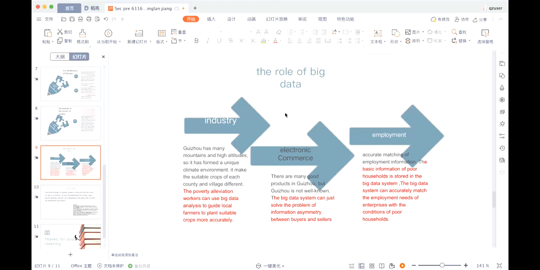From employment, the basic information of poor households is stored in the big data systems. The big data system can accurately match the employment needs of firms with the condition of poor households. Guizhou has achieved remarkable results in poverty alleviation through big data. You can get more information from the internet if you are interested in it.